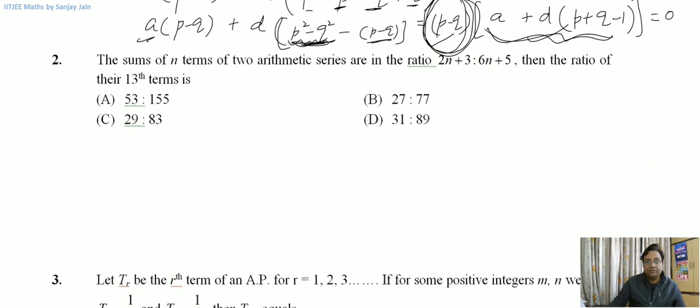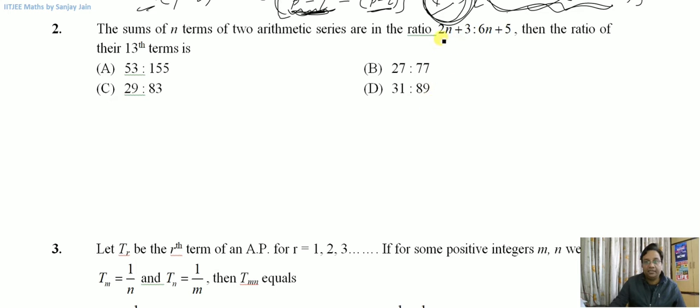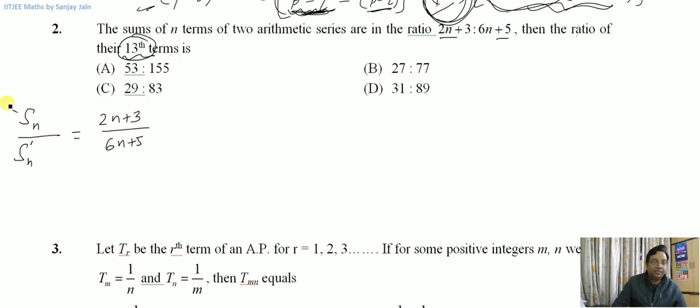The sums of n terms of two arithmetic series are in this ratio, then the ratio of their 13th terms is. This is a very good question. Ratio of sums of two different arithmetic progressions, let us say Sn and Sn dash, is equal to 2n plus 3 divided by 6n plus 5. And what we need to find out is the ratio of their 13th terms. Let us say this AP, of which Sn is the sum, has first term a and common difference d, and this AP here has first term, let us take a1, and common difference d1.